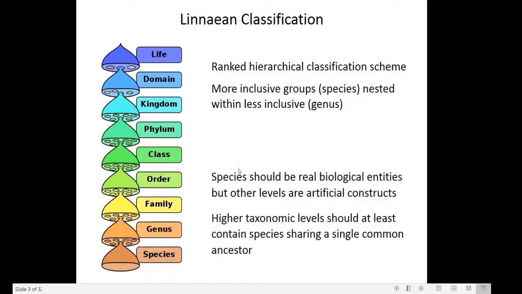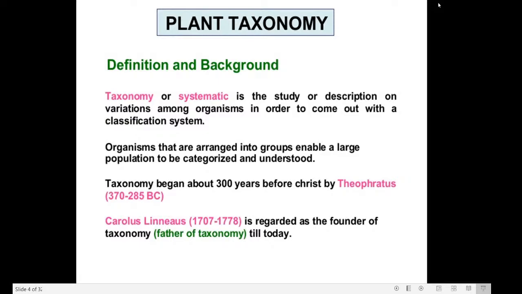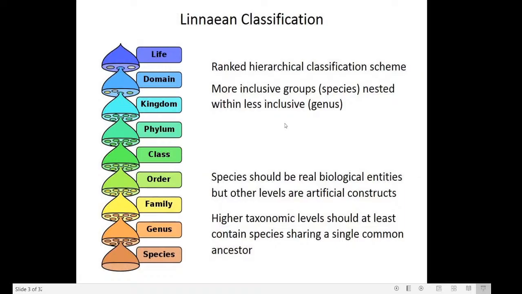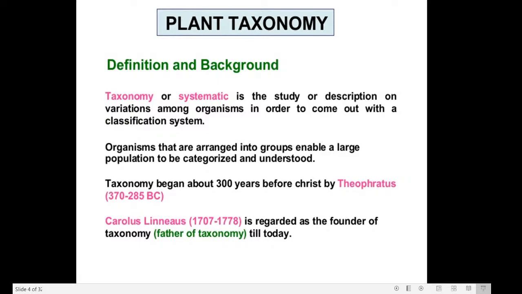In the previous two slides we discussed the linear taxonomy and what its characters are. Internally we have kingdoms: plant kingdom, animal kingdom, microbes kingdom, right? In this slide we are going to discuss plant taxonomy. Why is this taxonomy called systematic classification?